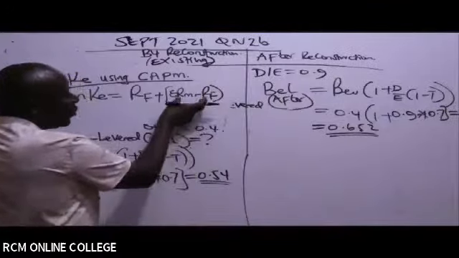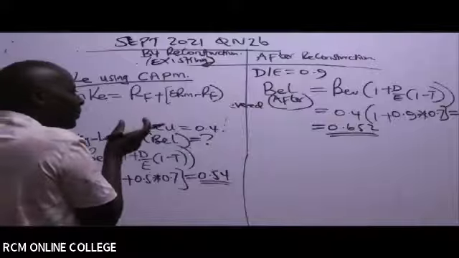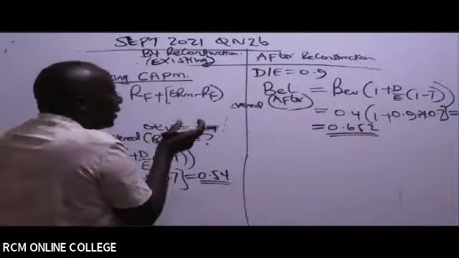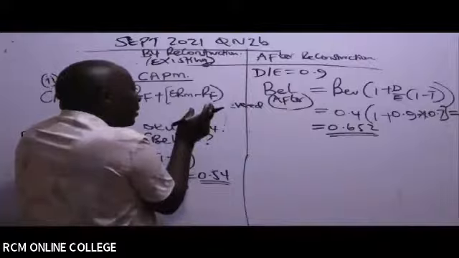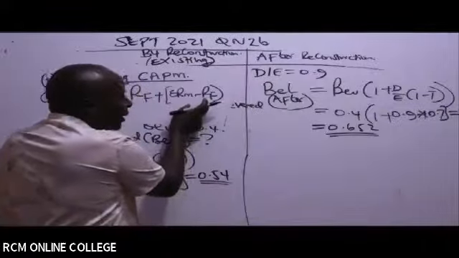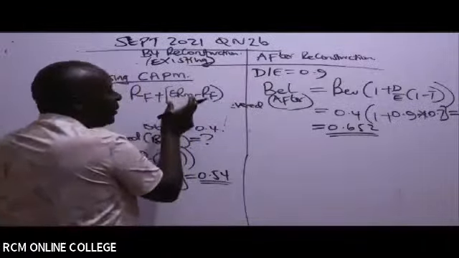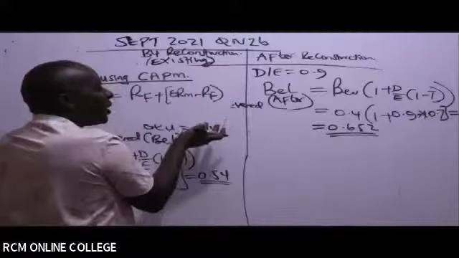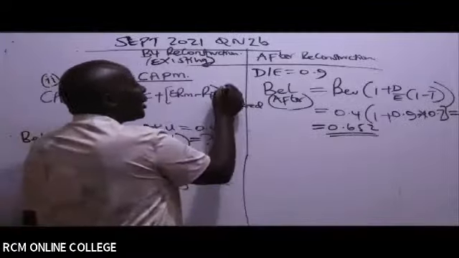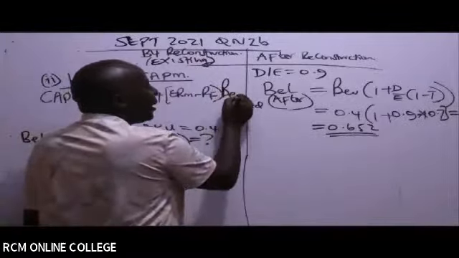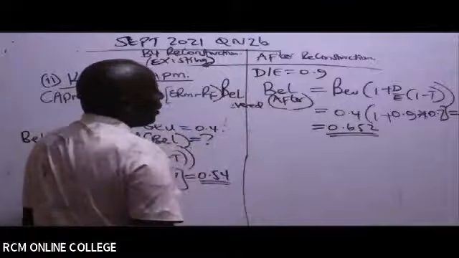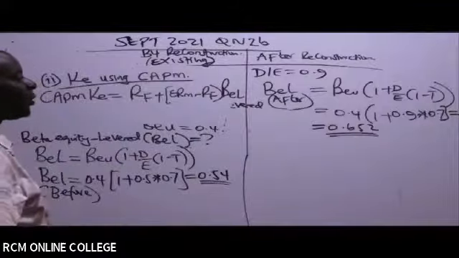Remember, this will give us what we call a risk premium. That return, which is over and above the risk-free rate, is the excess return. But this return comes with a risk. So then come here and multiply with BEL, the beta equity of a levered organization.